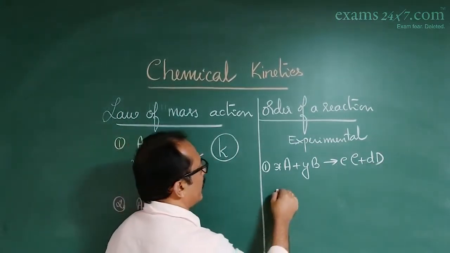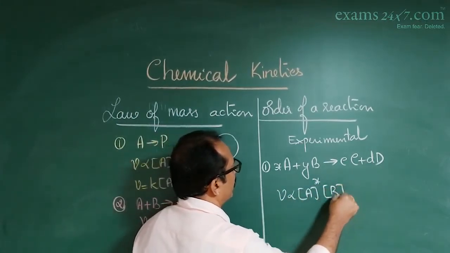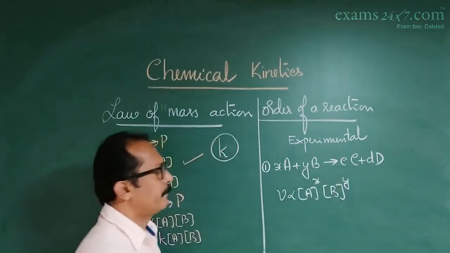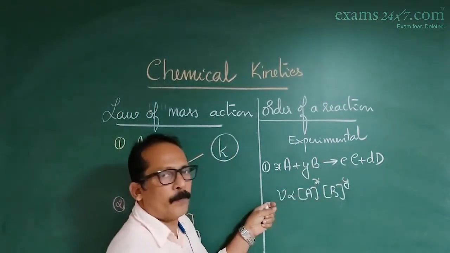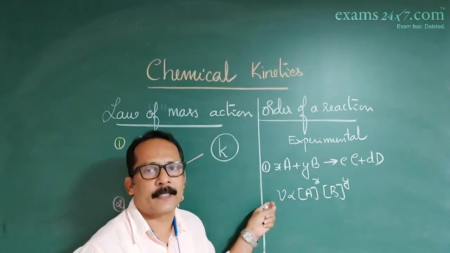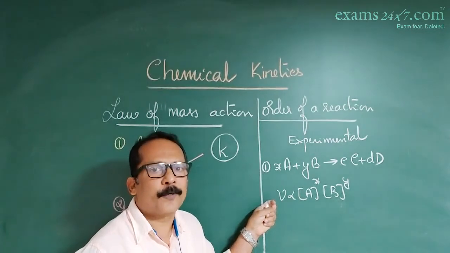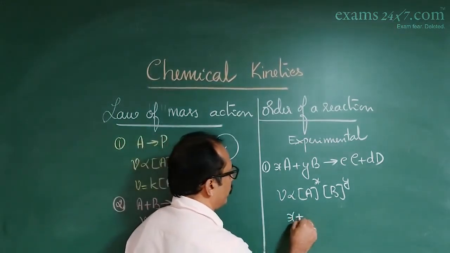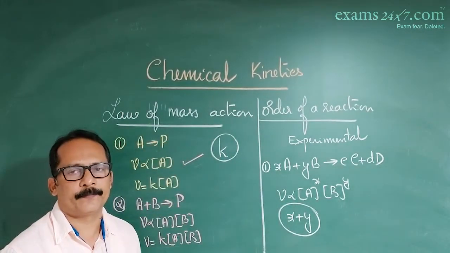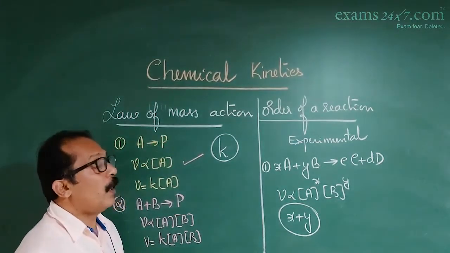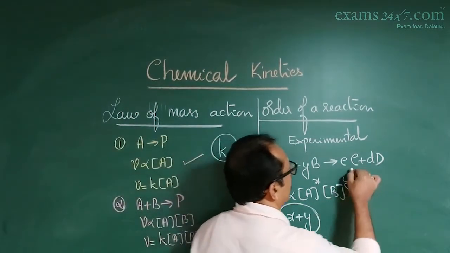According to the law of mass action, the rate is proportional to the molar concentration of the reactants, which are A and B. So this is called the rate law. The sum of the powers of molar concentration of the reactants as represented by the rate law is called the order of a reaction. Therefore, here the order of the reaction is equal to x plus y. One more term is called molecularity. Molecularity is a theoretical concept.